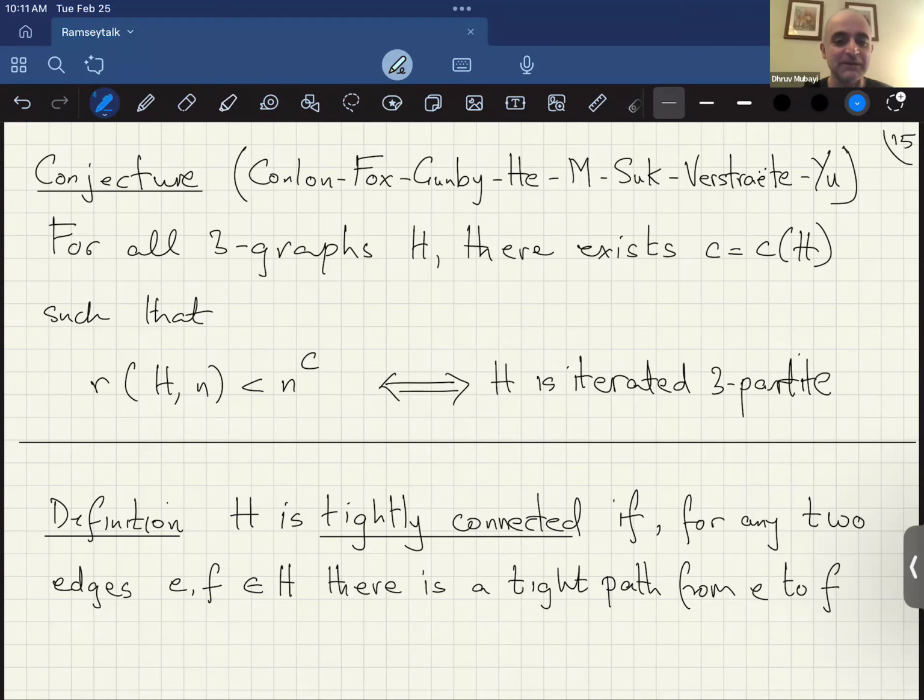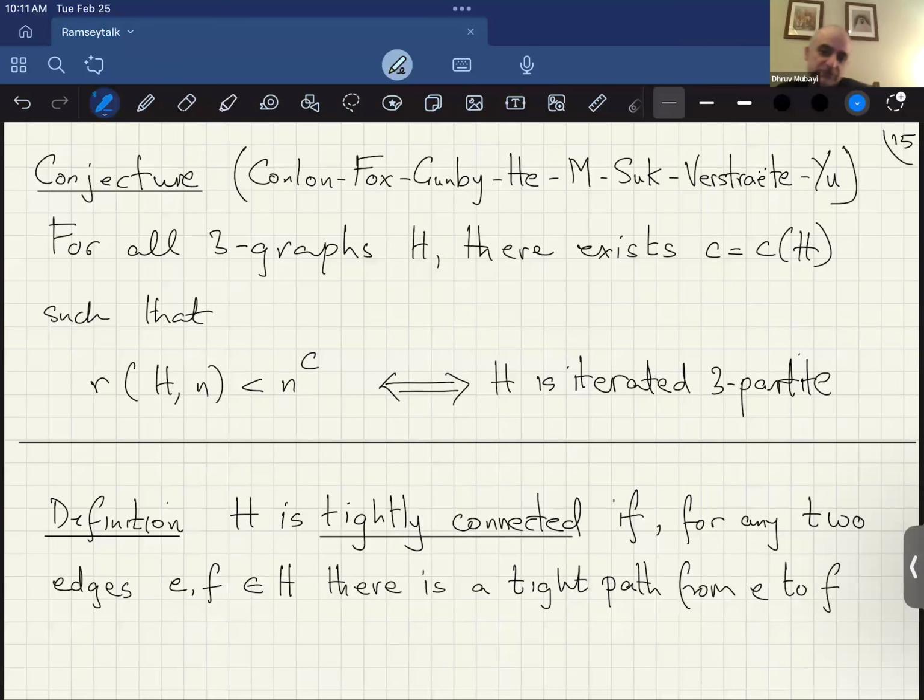Anyway, we make this conjecture. It says that off-diagonal hypergraph Ramsey number is polynomial if and only if the hypergraph is iterated three-partite. In other words, we go all the way back to 1972. And we are saying that whatever Erdős and Hajnal proved, in fact, the proof that I showed you of this iterated three-partite free hypergraphs having polynomial size independent sets is the only thing you can do. That's our conjecture. If your hypergraph is not iterated three-partite, I can make a construction.